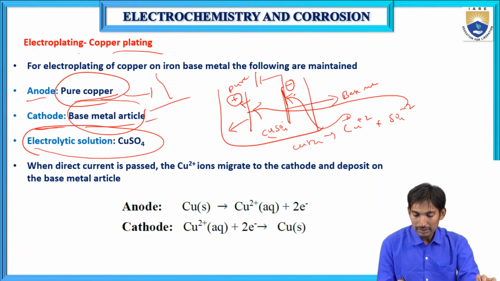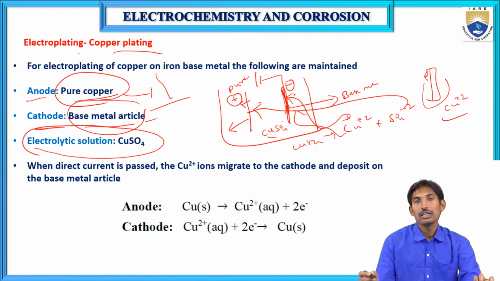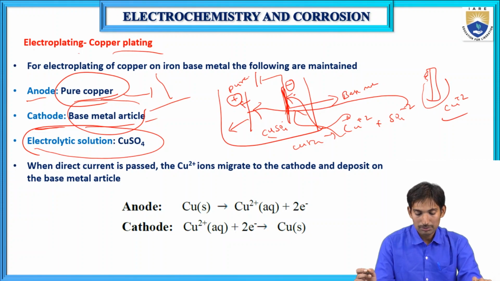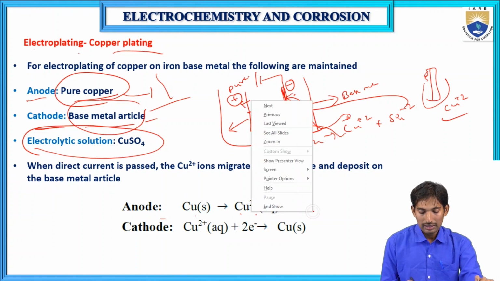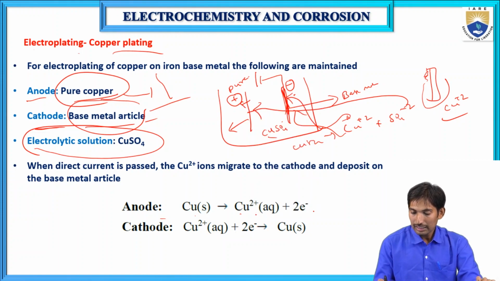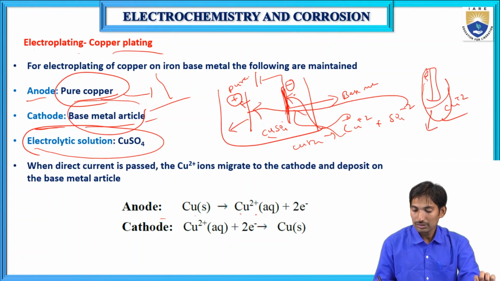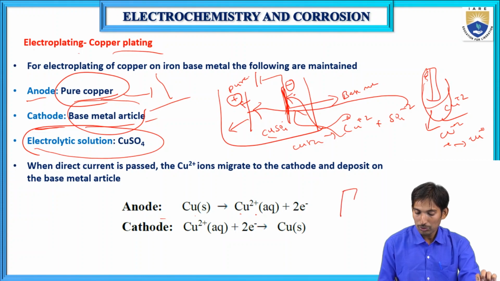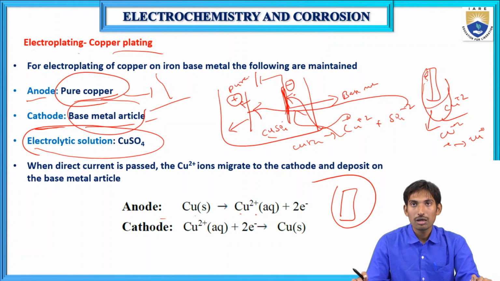So our base metal is surrounded by these Cu2+ ions. At the anode, what happens? At the anode, oxidation takes place. So the copper is converted into Cu2+ and 2 electrons. At the cathode, what happens? Our base metal is surrounded by Cu2+ ions. These Cu2+ ions undergo reduction, meaning they take electrons and form pure copper metal. So this copper will be coated on our base metal. This is the example of electroplating, copper plating.